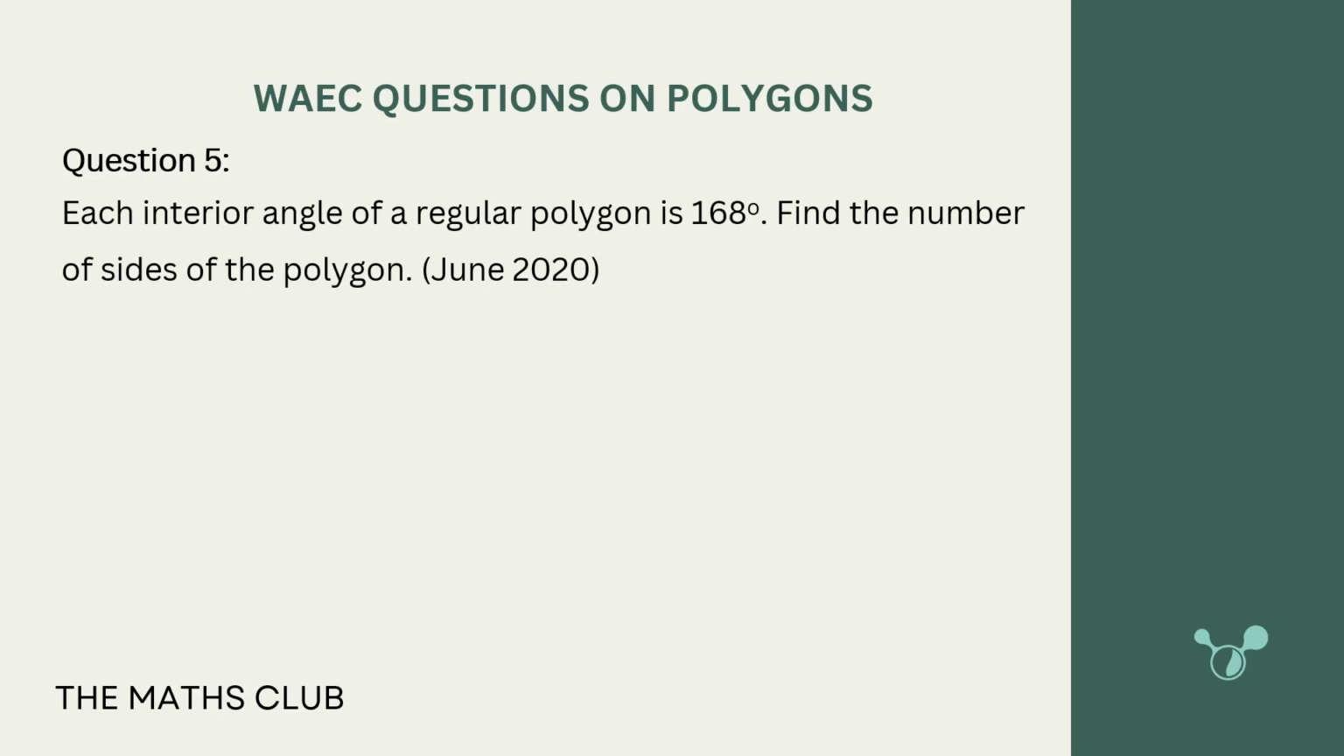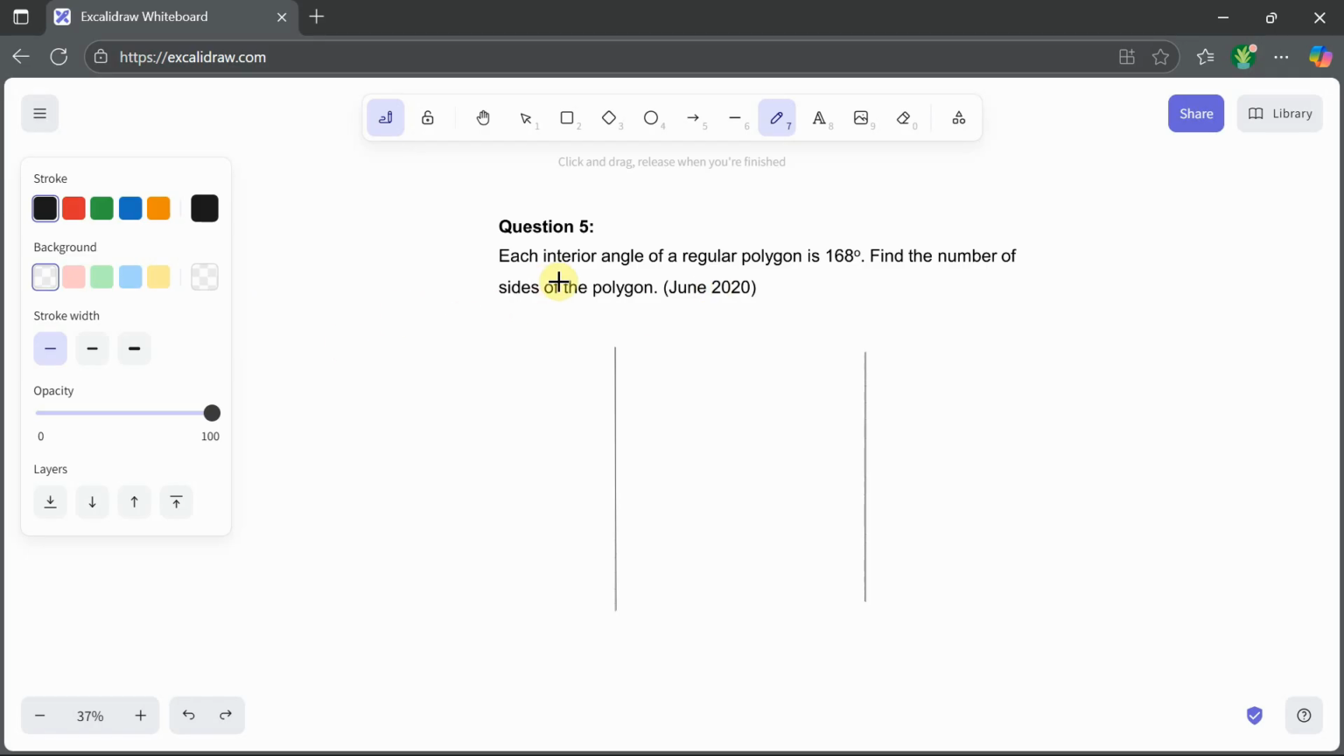Question 5 says that each interior angle of a regular polygon is 168 degrees. Find the number of sides of the polygon. Of course, this is something they should be able to solve without batting an eyelid. This is from June 2020. Each interior angle is (n minus 2) times 180, divided by n. We know that already. We're told that is 168 degrees, so (n minus 2) times 180, divided by n, is equal to 168 degrees.